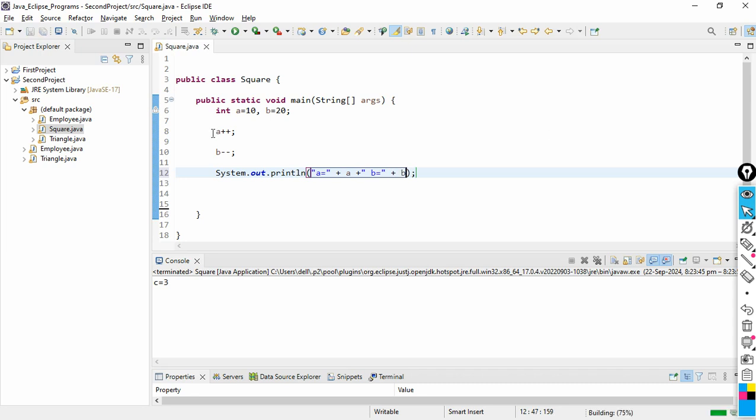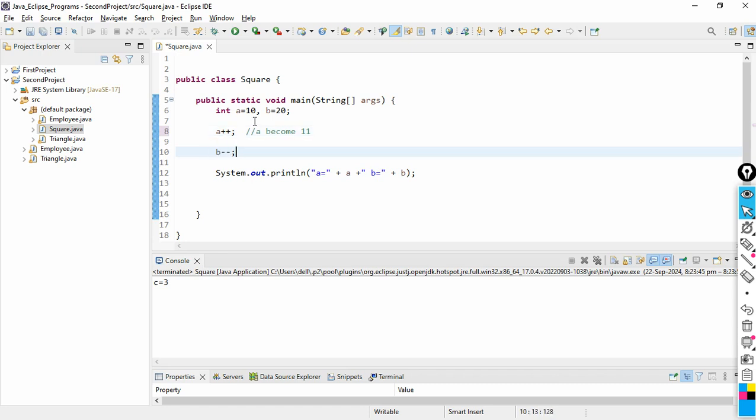So what does a++ do? a++ increases the value of a by 1. So a becomes what? A becomes 11. The value will be increased by 1, so 10 becomes 11. Now what is b--?